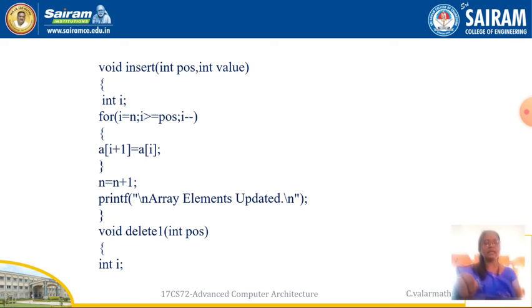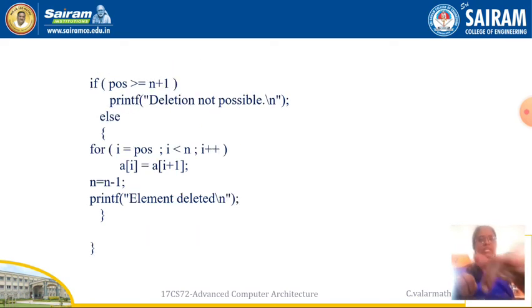And again, the delete part. Delete is very, very important. We need to get only one input, the position: which position the element can be deleted from. If the position is higher than the size of the array, it is not possible. So we need to give one error statement: if position is greater than n plus 1, printf deletion is not possible. Else the deletion is possible.